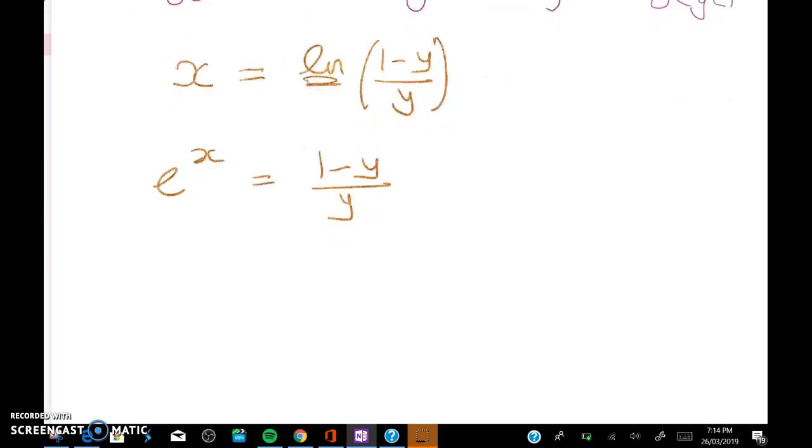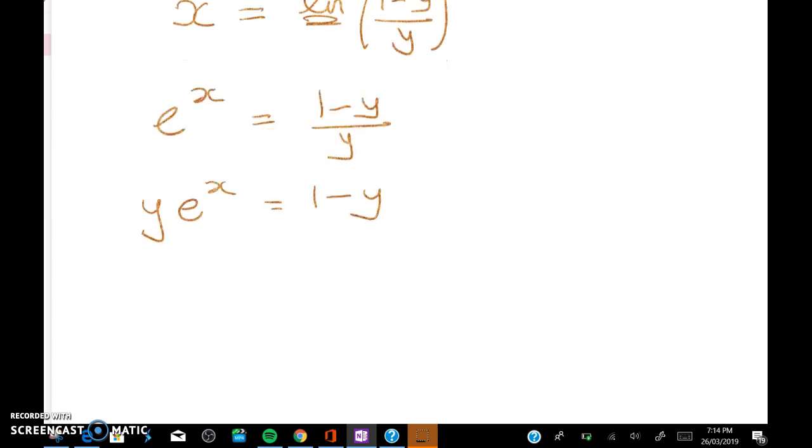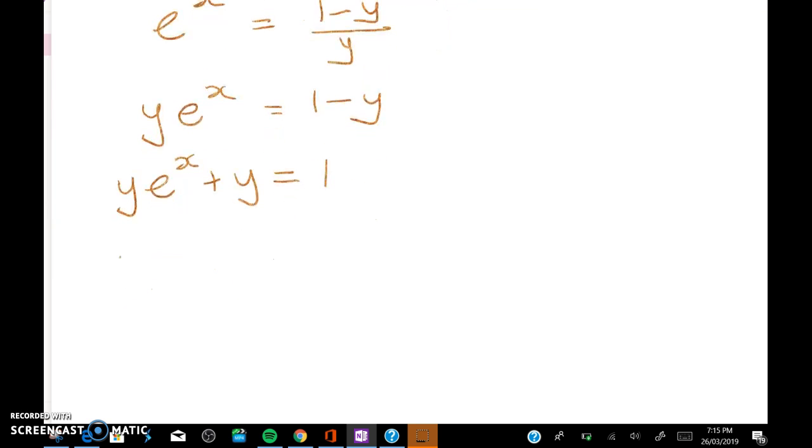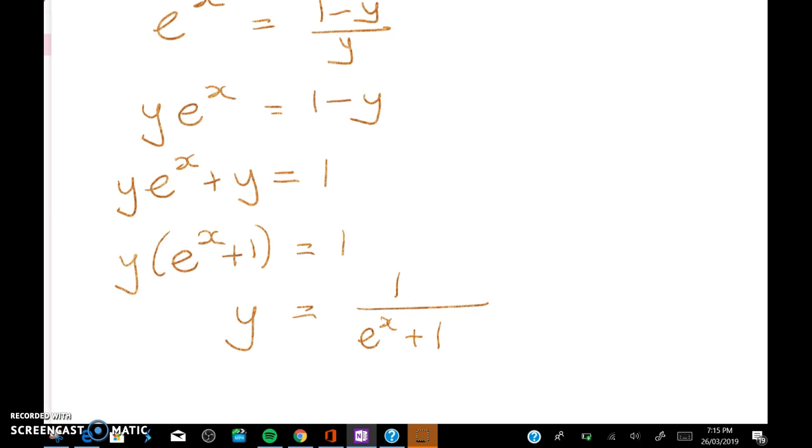We're making y the subject, so we're going to multiply that fraction through and get y e to the power of x is equal to 1 minus y. And now we collect up all of the y terms on one side. So y e to the power of x plus y is equal to 1. Factorising gives me y times e to the power of x plus 1 equals 1. And now I can divide through and I get 1 over e to the power of x plus 1. So we're feeling quite good.